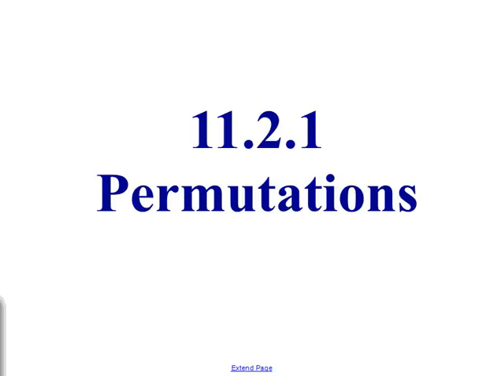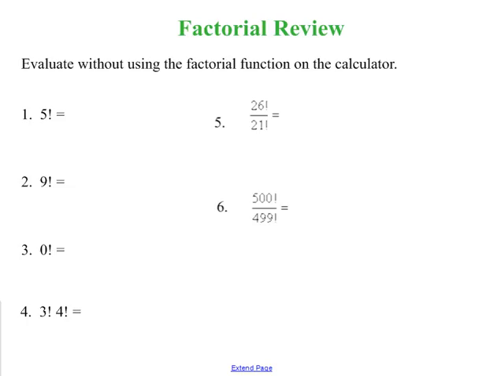This is section 11.2.1 on permutations. Before we get into talking about permutations, we need to review factorials. Let's take a look at the examples that we have here, starting with number 1, which says 5 factorial.